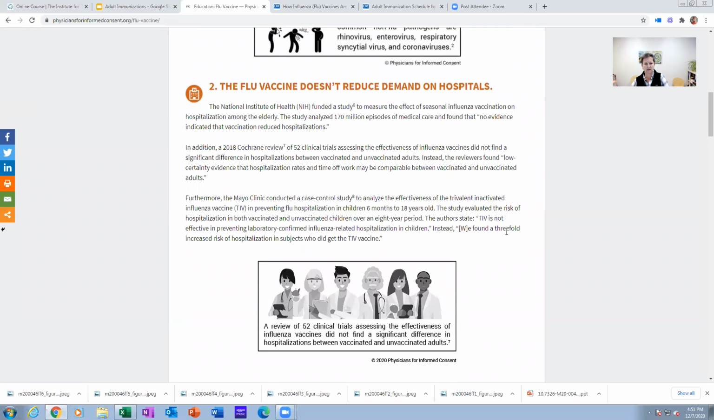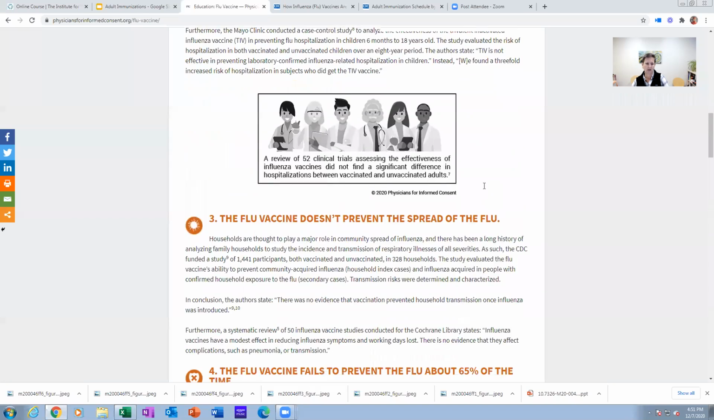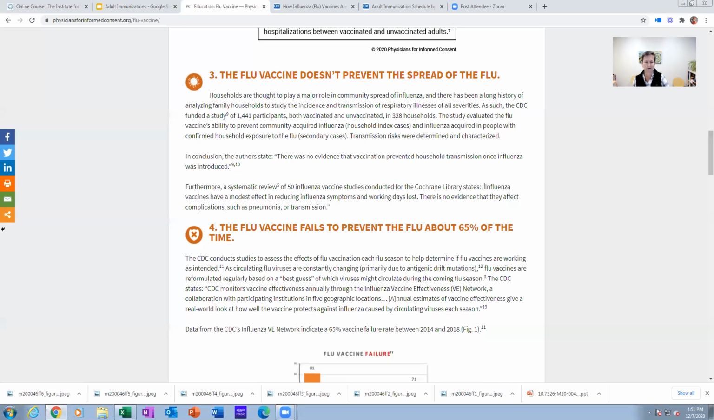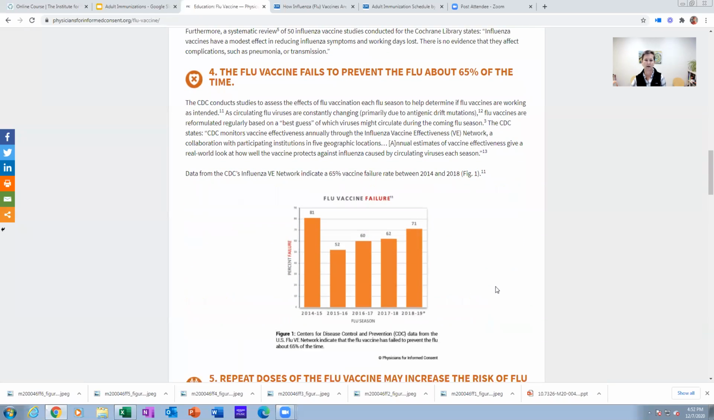Interestingly, despite the mandates, and sometimes people are told, well, you have to get a flu vaccine to work here, in studies it's not really shown to reduce the demand on hospitals, which is interesting and not the message that we get. Thirdly, it doesn't really prevent spread of flu as well as we are being told. And I'll let people read through this, but I just wanted people to see it. It's well vetted information, and I think it's good to know.